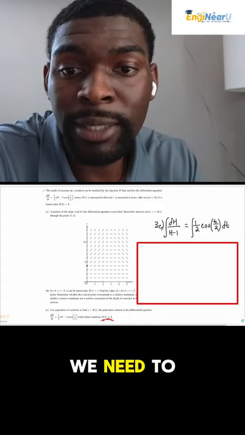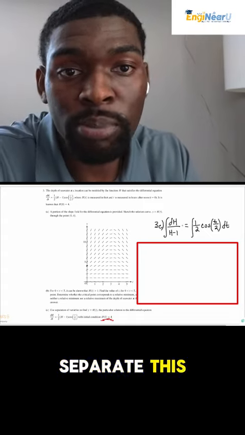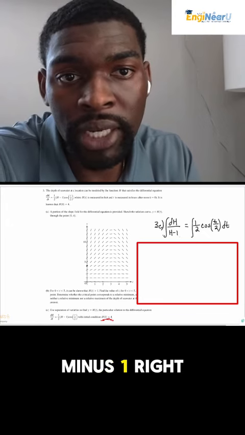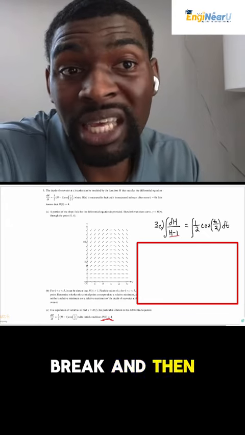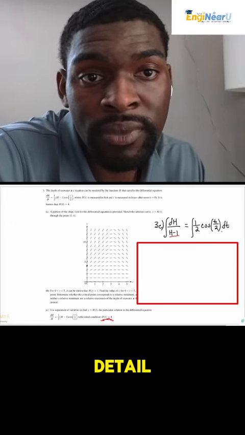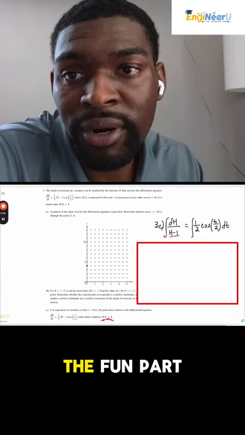So first things first, we need to separate before we integrate. As we separate this, we're going to bring down the h minus 1, right? So the h minus 1 comes down here, then we're going to integrate. And then we're going to keep everything else on the other side, but move that dt up. So once we do that, now is actually time for the fun part, the integration.